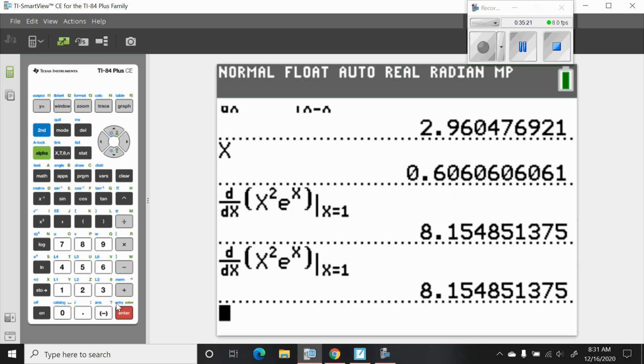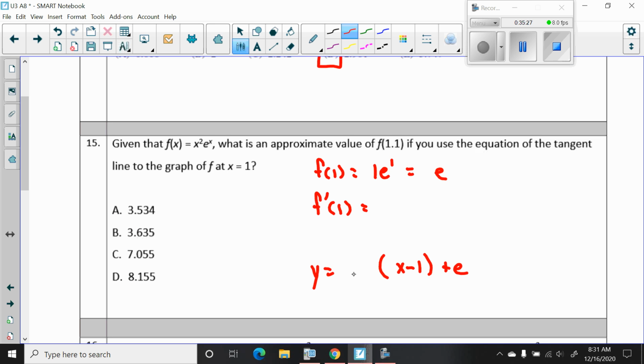8.155. Rounding, 8.155. And what is the approximation when we plug in 1.1? All right, well, 1.1 minus 1 would just be 0.1. So 8.155 times 0.1, just move one more number over, plus e.